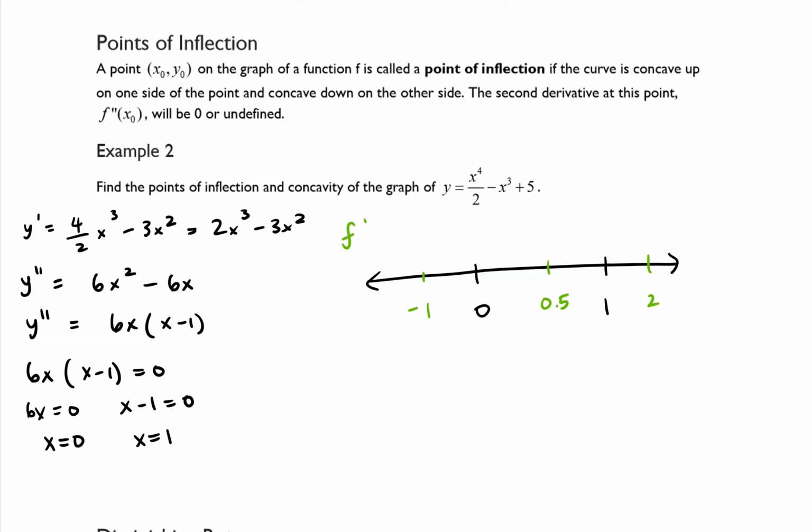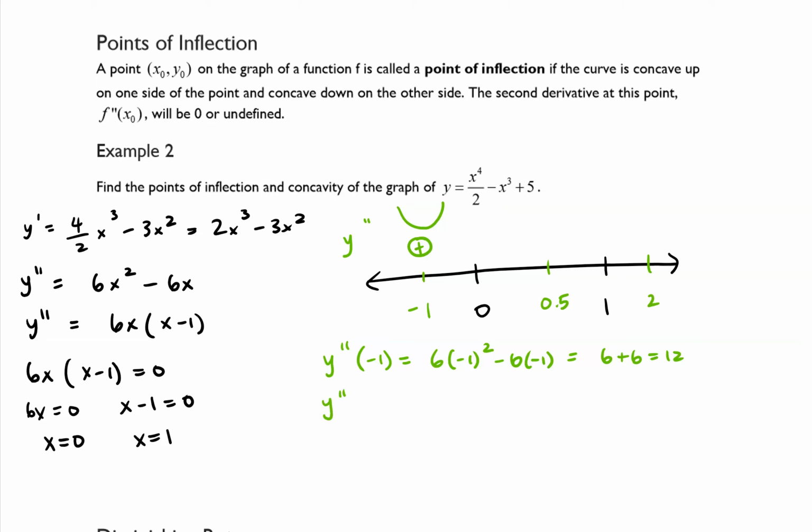And we want to plug them into f double prime, or I guess in this case it'd be y double prime. So y double prime of -1, that would be 6 times -1 squared minus 6 times -1, which is 6 plus 6, so that's 12. This is positive for the second derivative, which means that it's concave up.